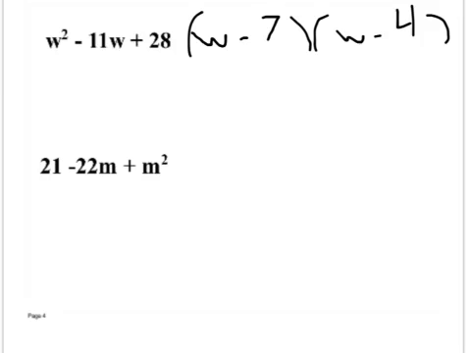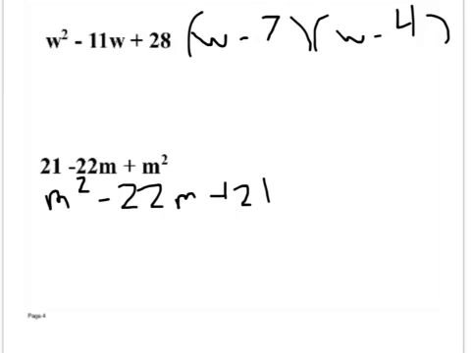Now, on this one, 21 minus 22m plus m squared. Is this in quadratic equation form? No. Yes, but it's backwards. It should be m squared minus 22m plus 21. Now we can work with it.